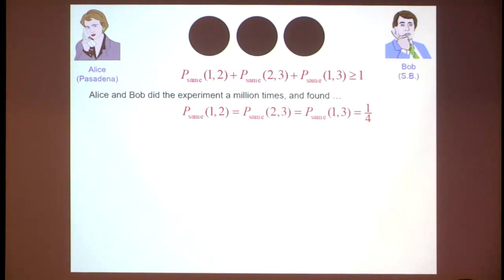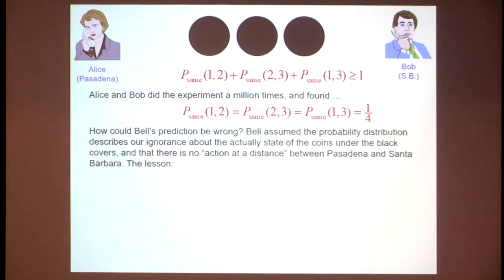And the same thing when they uncover coins 2 and 3 and coins 1 and 3. And if I'm doing the math right, the sum of 1/4 plus 1/4 plus 1/4 is not greater than or equal to 1. So something went wrong. This Bell's inequality, which seemed to follow from unassailable reasoning, failed in the laboratory. So how could Bell have been wrong?